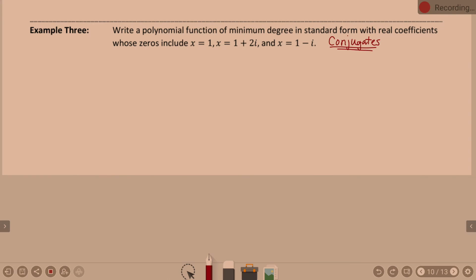What do you know about 1 plus 2i? There's another one hidden. My zero is going to be 1 minus 2i. And what do you know about 1 minus i? We're going to have the zero of 1 plus i.